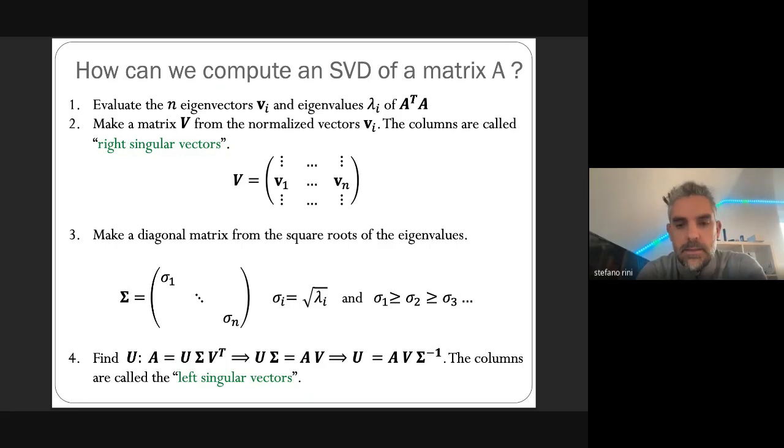Notice that for the lambda i, we didn't discuss whether this is positive semi-definite, right? So these values could be imaginary. And then we find the matrix U by solving this: U times sigma is equal to A times V. And this is how you obtain the matrix U. These are called the left singular vectors of the matrix A. So V contains the right singular vectors, and U contains the left singular vectors of the matrix A.